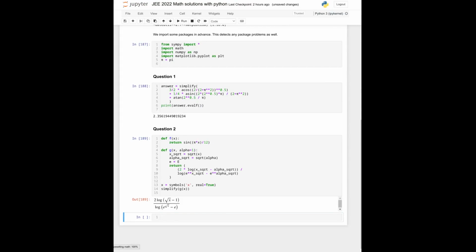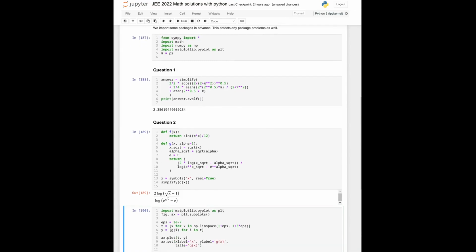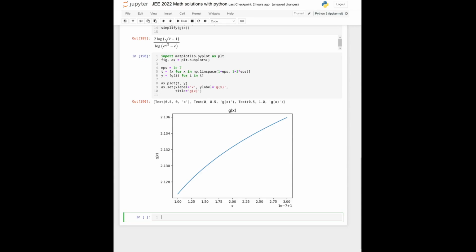Let's plot the values of g of x near 1. I have taken the epsilon here to be really small. I guess I might be seeing a floating point issue, but looks like g of x as x tends to 1 is approaching 2. f of 2 is 1 by 2, that is 0.5.